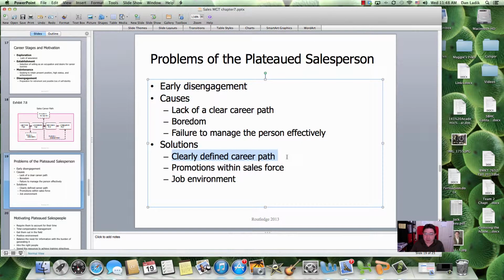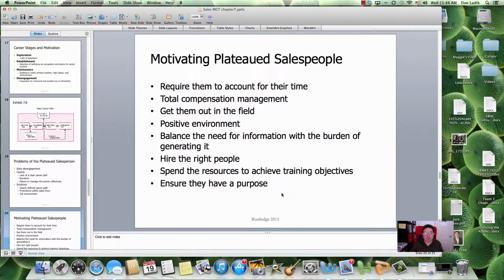Hopefully your firm has clearly defined career paths. Hopefully there is movement. Hopefully there are promotions within. Hopefully there is some new job environment or situations that will reduce the boredom and more novelty is introduced.